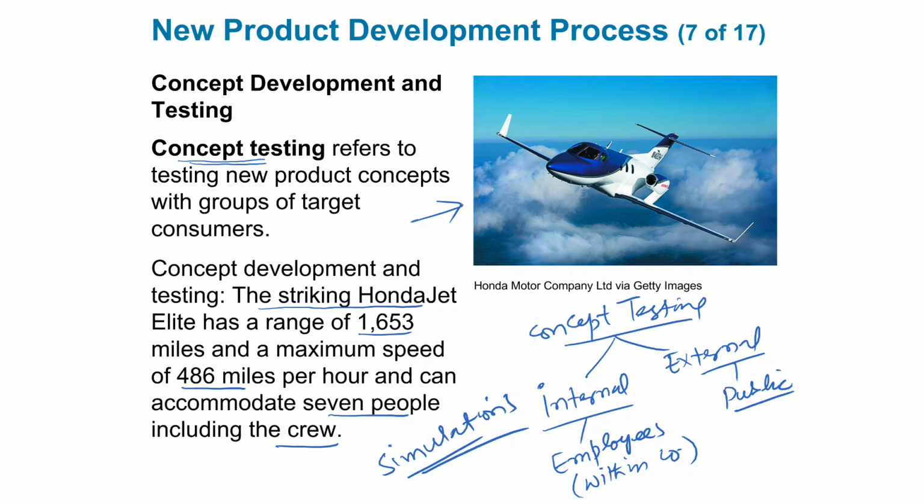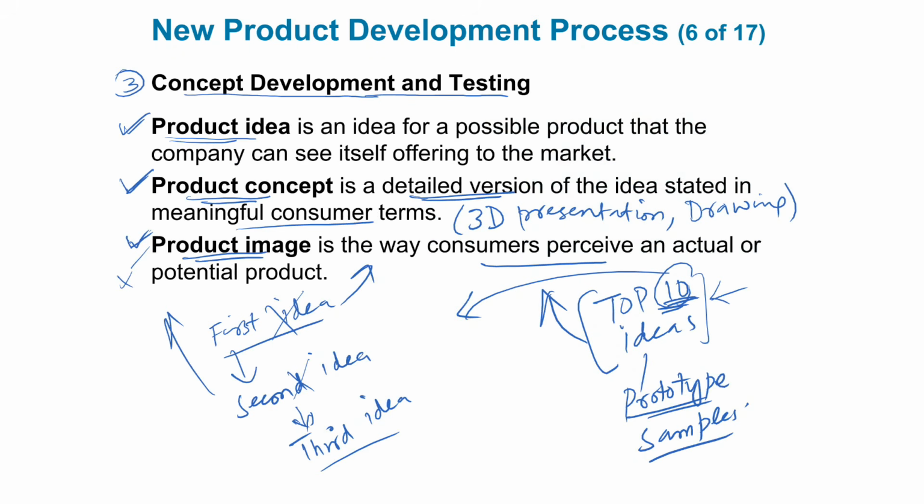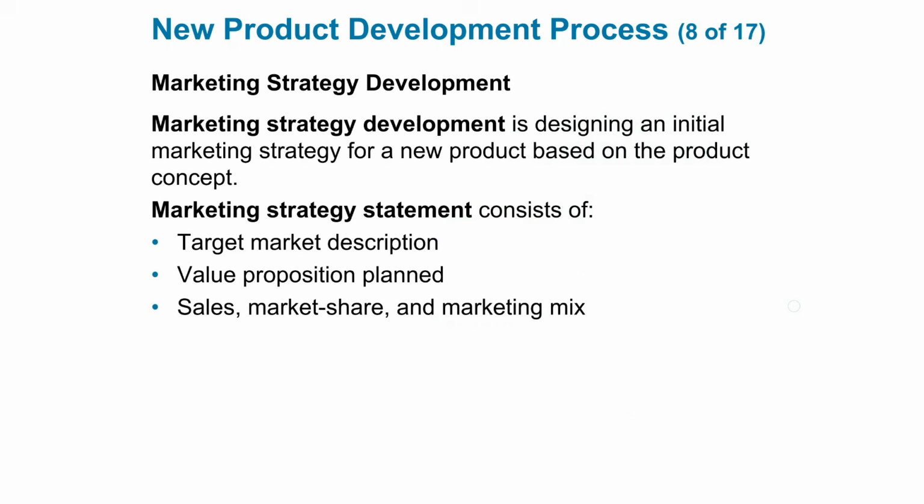You select out of the top 10 ideas that you can create concepts and then go through the process. What is the process? The process is you go through product idea testing, then product concept testing, image testing. Okay. Now we move to market strategy development.